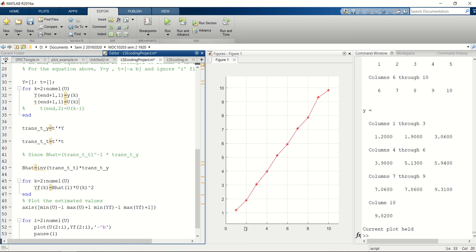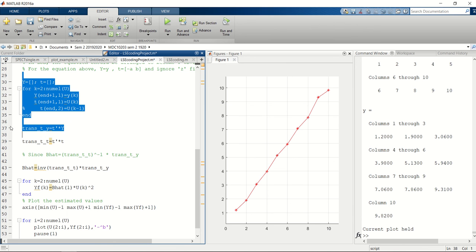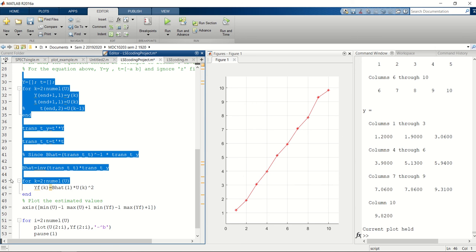x. Okay, this x of k will get your y of this k. Okay, this x, this y. So there's no k minus 1, it's only k. So for the y it's only yk, and for the t, the theta, it's only uk. Right, so if you run this, and we find the transpose t times y, and the transpose t times t, and we find the b hat, and then we find the equation.